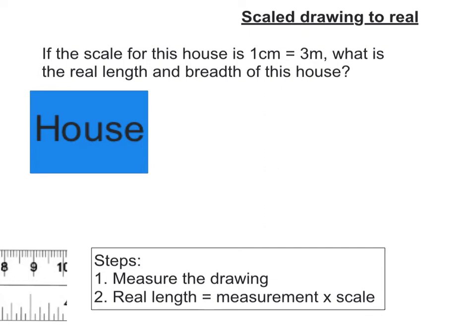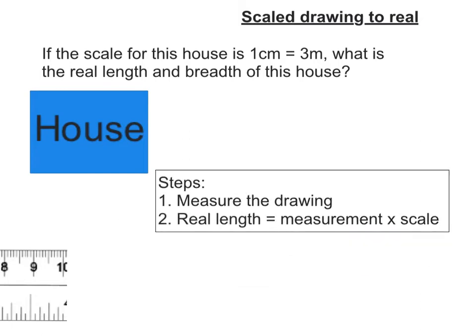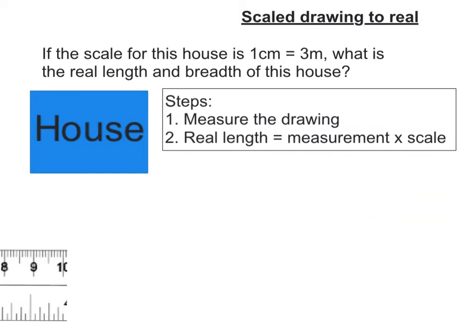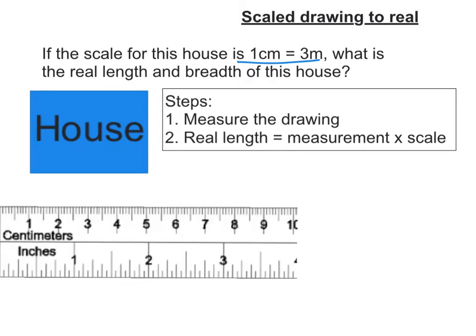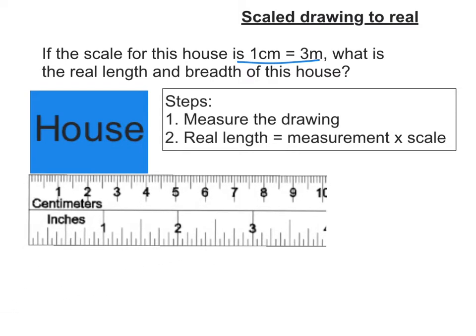In this video we're going to work out real life measurements from a scale drawing. So my steps: one, I'm going to measure the drawing, and then I'm going to use the scale, here is the scale here, and then multiply that by the measurement to work out the real length. So first let's measure this house, the scale drawing of the house.